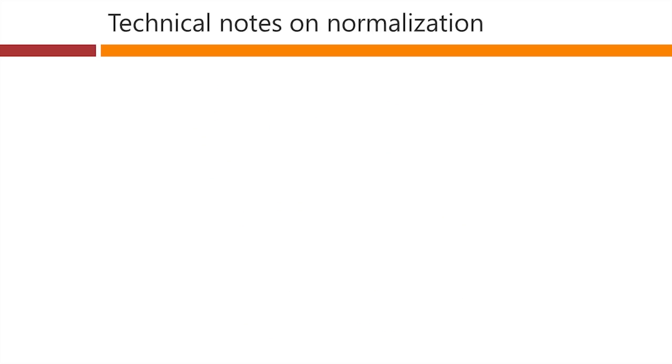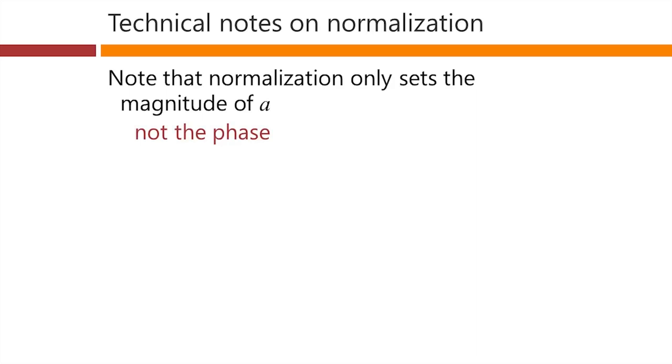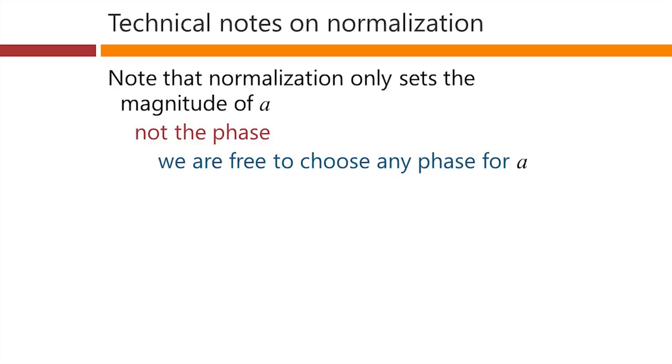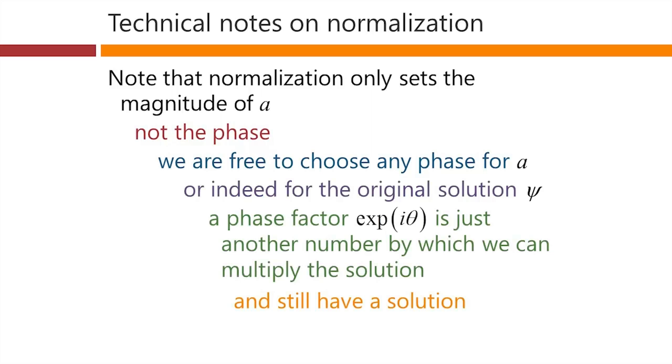Now, we need to make a couple of technical notes on normalization. The first one is that, as I mentioned, we only really are setting here the magnitude of this constant a. We're not setting its phase by this process we've just discussed. And in fact, we're free to choose any phase we like for a. Indeed, in our original solution psi of Schrödinger's equation, we could have multiplied that by any e to the i theta that we liked. That's just another number by which we can multiply the solution of psi in this linear equation, and that will still be a solution.